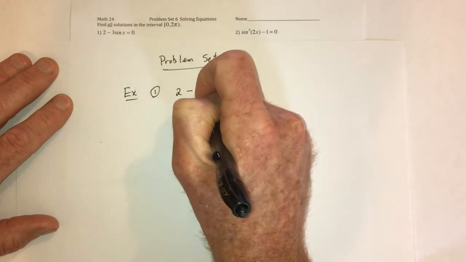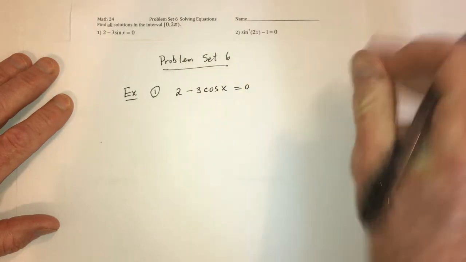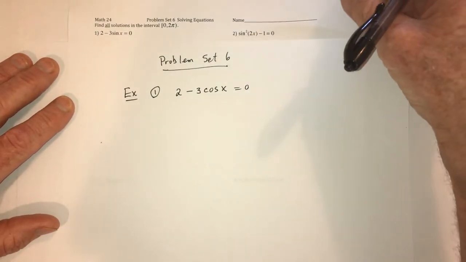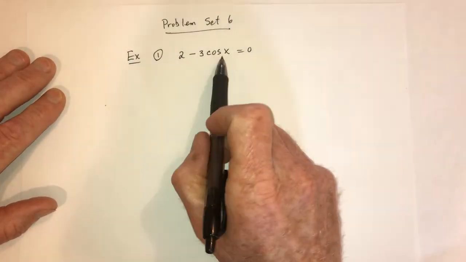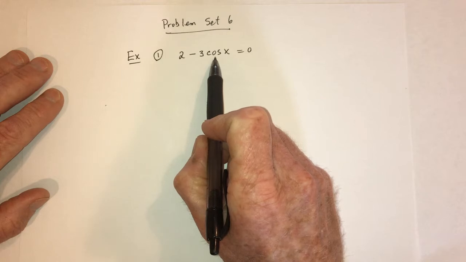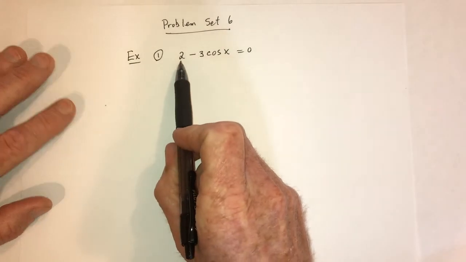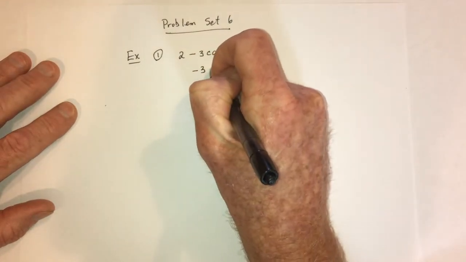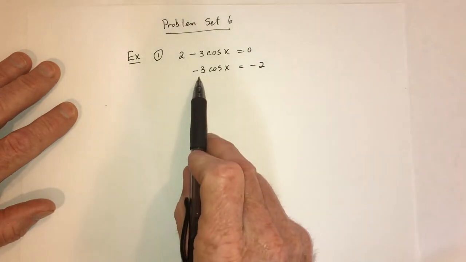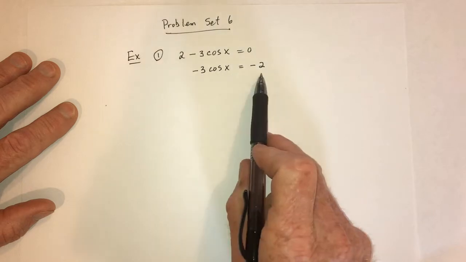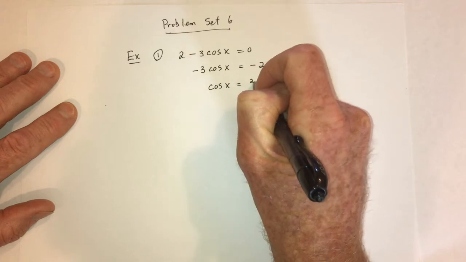what if it's 2 minus 3 cosine of x equals 0? And then find all the solutions between 0 and 2 pi. The first thing we need to do is isolate the cosine. So have it say cosine equals a number, and then we could use cosine inverse. First, subtract 2 from both sides. Next, divide both sides by -3, and then the negatives are going to cancel, and it's just going to say cosine of x is equal to 2/3.